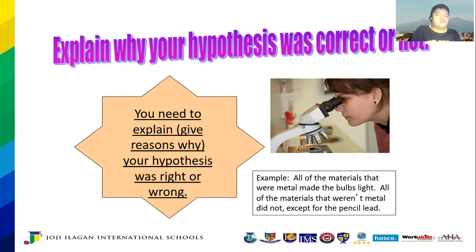So ganoon, no, all of these can support or reject the hypothesis. For example, all materials that were metal made the bulbs light. All of the materials that were not metal did not, except for the pencil lead. So ganon, no? It's all about how you understand the situation and how did you construct your hypothesis that way. Tama ba?